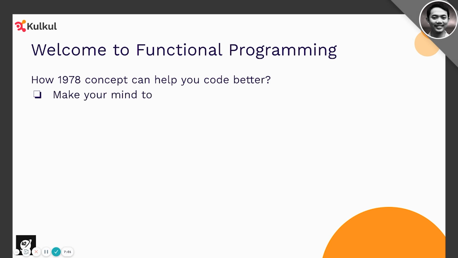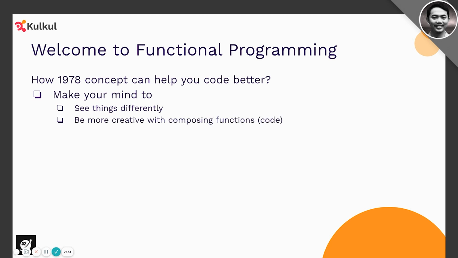So one, it helps make your mind see things differently. When you code in functional programming, it's very far different. You're used to working with objects or imperative programming. You prepare some variables, you do things. But in FP, it's the same, but a little bit different. So you see things differently, and it affects you when you code.